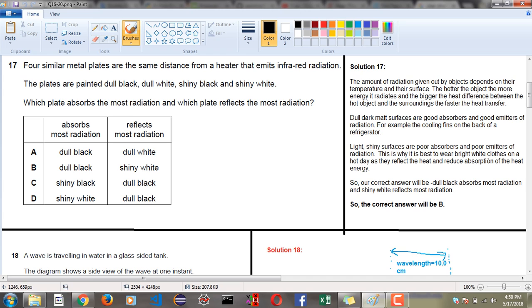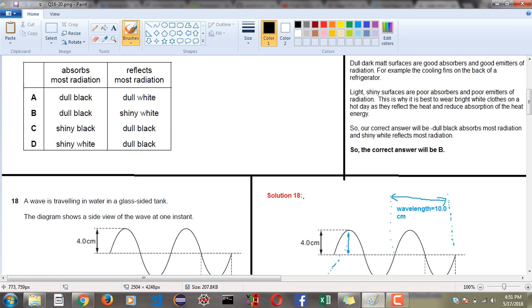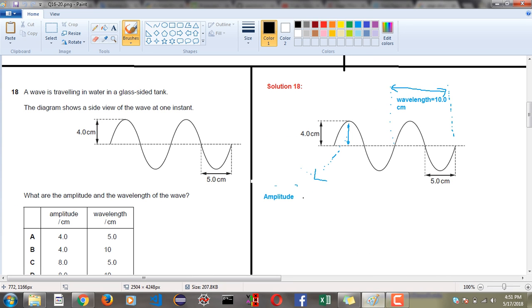That's why on a hot day we normally wear bright white dress to reflect the light and reduce absorption of heat energy. So taking these two concepts, we can clearly see that dull black absorbs most radiation and shiny white reflects most radiation. So our answer will be 17B. Now we look at question 18. This is a simple, straightforward question.